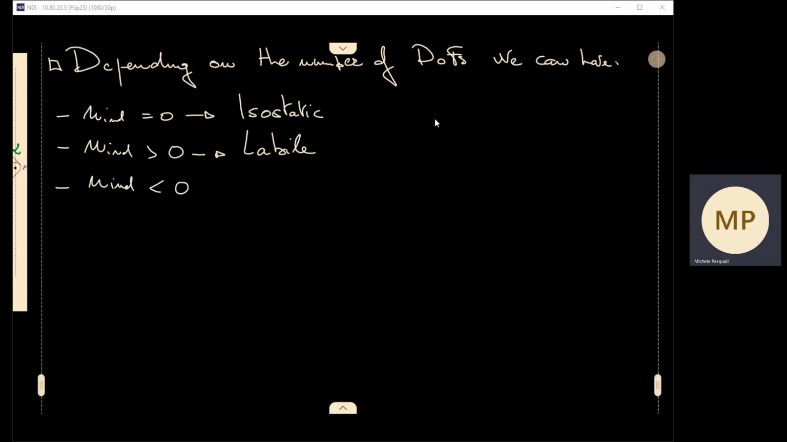Smaller than 0, we have hyperstatic structures. Okay? So this is a classification of the system in terms of the number of independent parameters that you can set. But there is also a classification of the constraints. And we'll start to introduce it here, but we'll see it more truly in the next lecture.